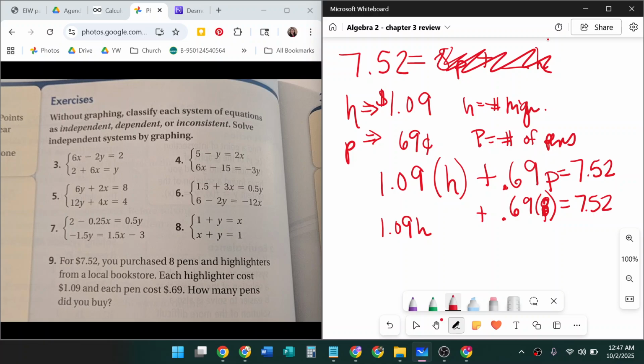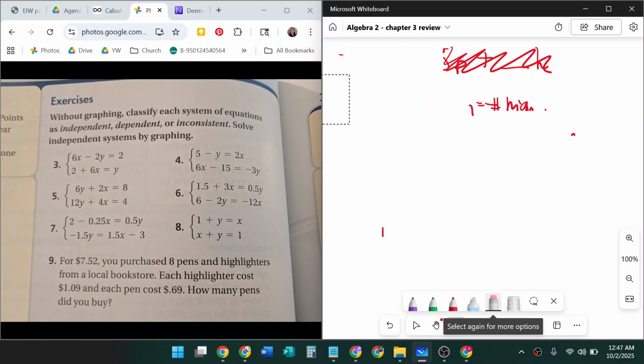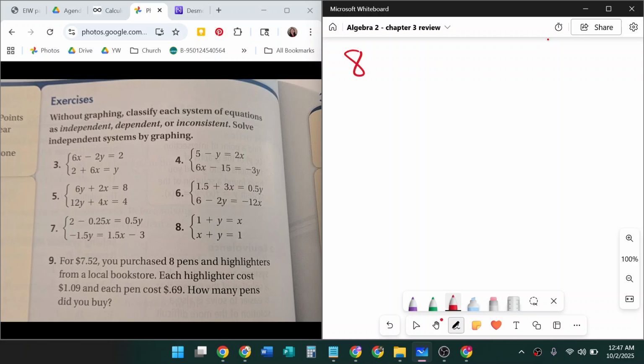Oh, okay. I actually realized I read the problem wrong. It's probably because it's after midnight. Let me erase this. A lot of that was right, but I just don't have room. I purchased 8 pens and highlighters. They mean I purchased 8 altogether. I read it as I purchased 8 pens and some highlighters, but that wasn't correct.